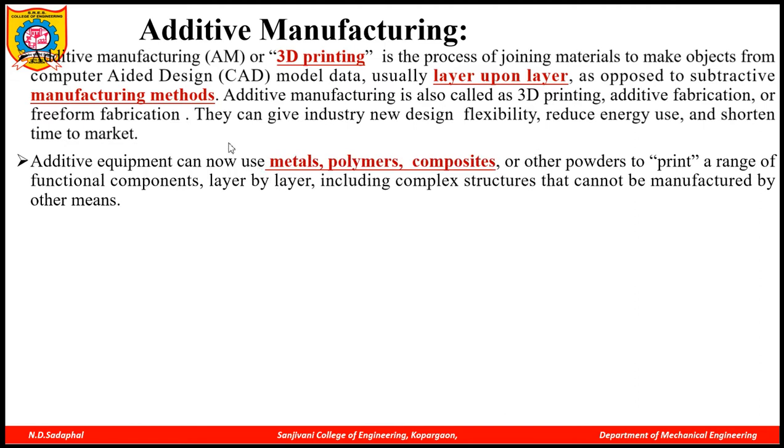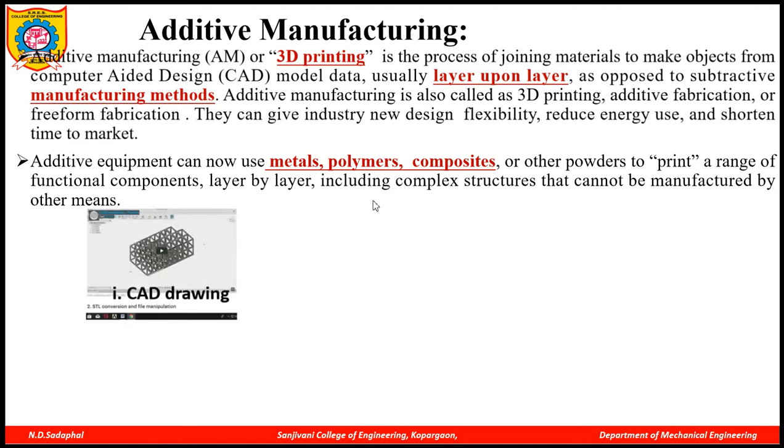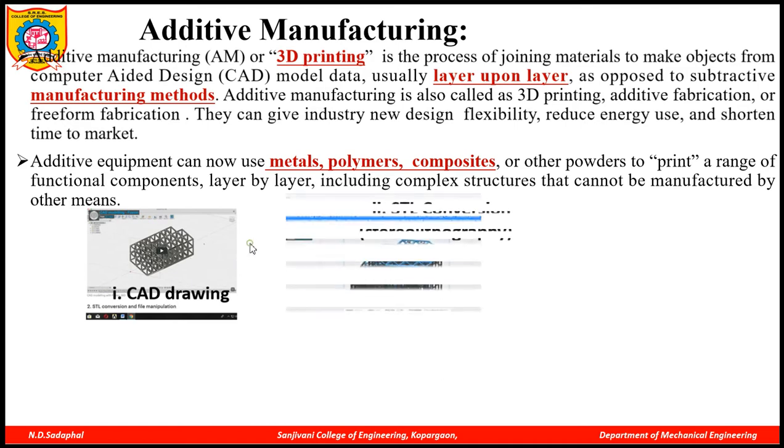So generally in 3D printing, which type of material can be used? There may be use of metal, polymer or composite. Now there are different steps in 3D printing or additive manufacturing. First step is a CAD drawing. Whatever shape we want as a final object, that drawing is made on the CAD. A 3D model is created on the CAD software.